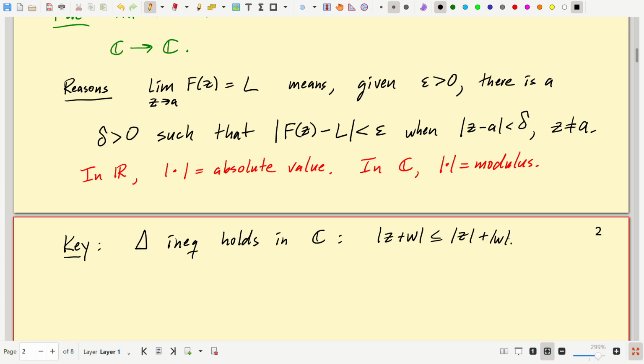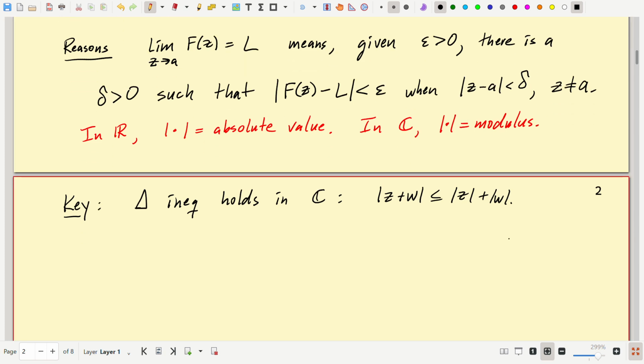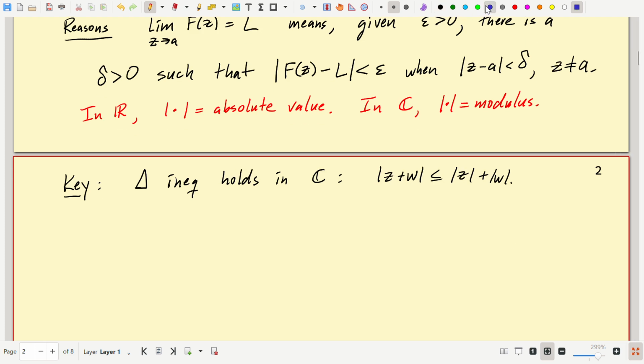So you can prove all the basic facts. For example, product rule, quotient rule, etc., hold in C.